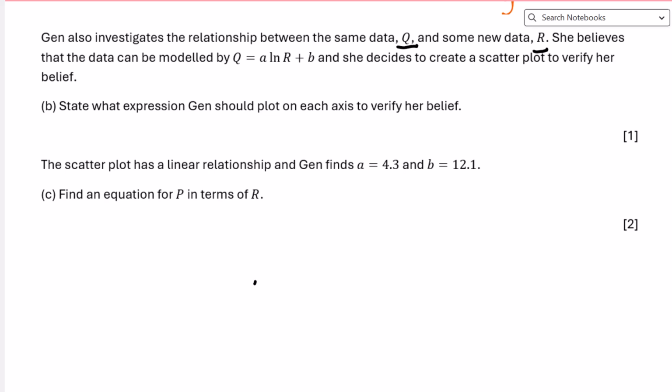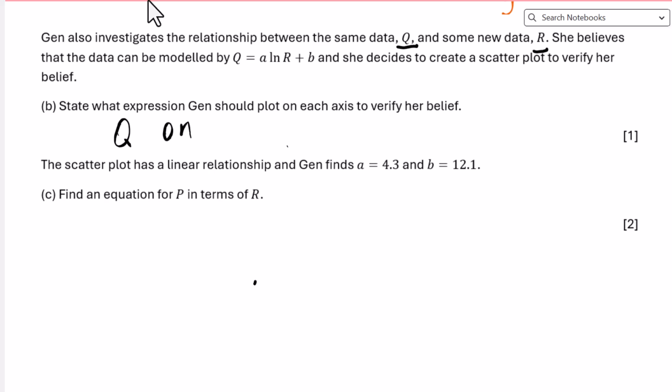Jane also investigates the relationship between the same data Q and some new data R. She believes that the data can be modeled by Q equals A times natural log of R plus B, and she decides to create a scatter plot to verify her belief. State what expression Jane should plot on each axis to verify her belief.